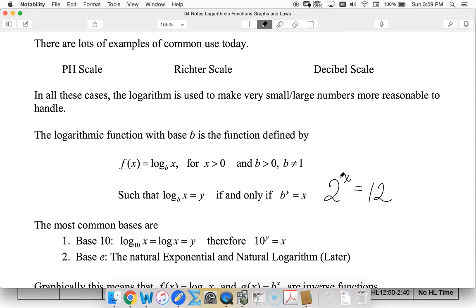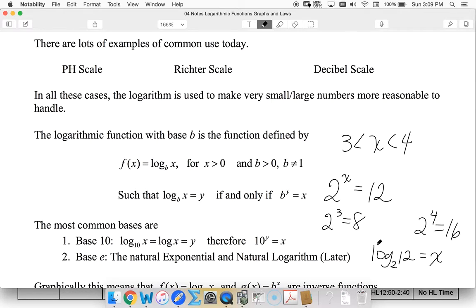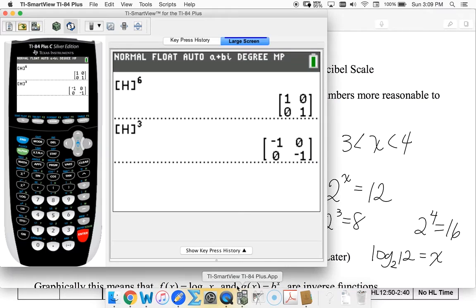So when we have an exponential equation that we can't solve, for example, 2 to the x equals 12, well, I know that this answer is going to be between 3 and 4, so 3 less than x less than 4, because 2 to the third is 8, and 2 to the fourth is 16. So there's no exact integer value for x, but I can use my log to say that log base 2 of 12 is going to be the exact value of my exponent.